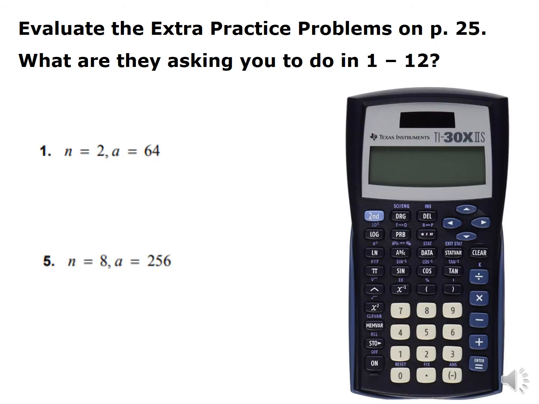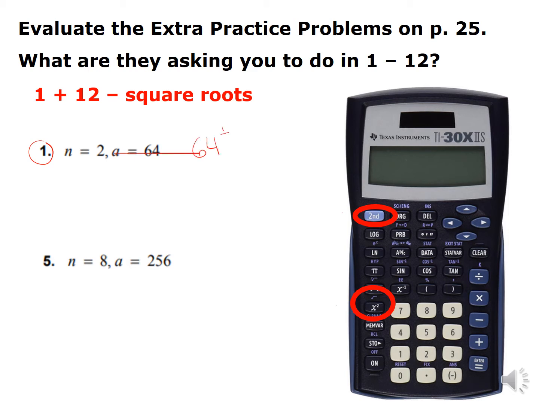Okay, in these problems on the extra practice on page 125, they are asking you to put them in radical and rational form and also to solve them using, if you know it, fine, but if you use a calculator, I want to show you how to do that. So number 1 and number 12 are square roots, and these are the keys. The red ones I've marked are the ones that you would use. So this is 64 to the 1/2, or the square root of 64.